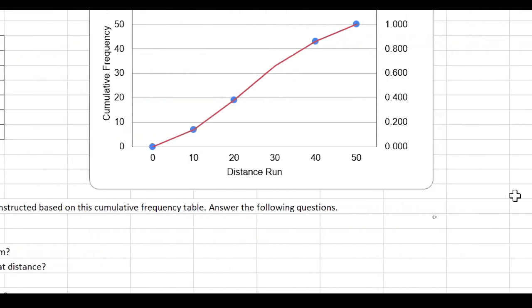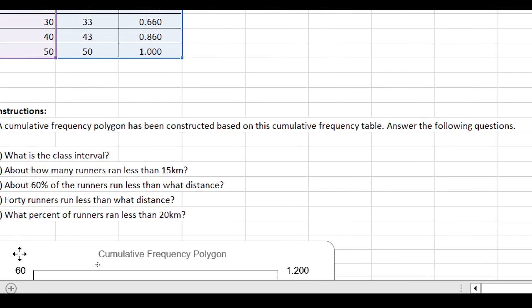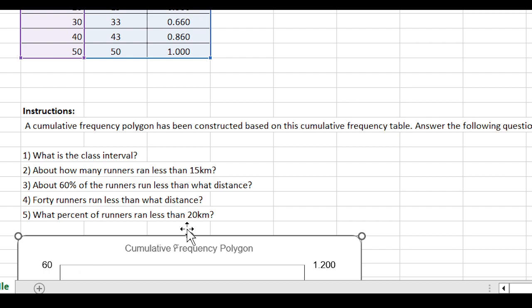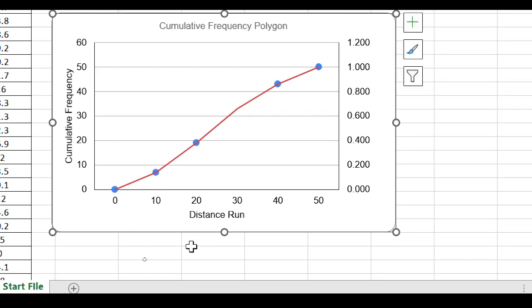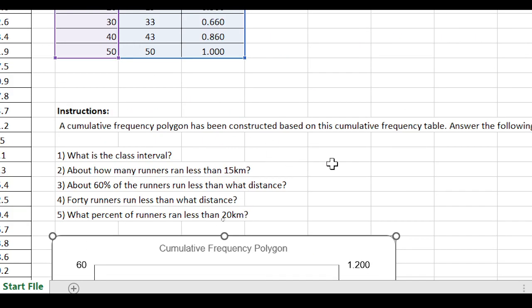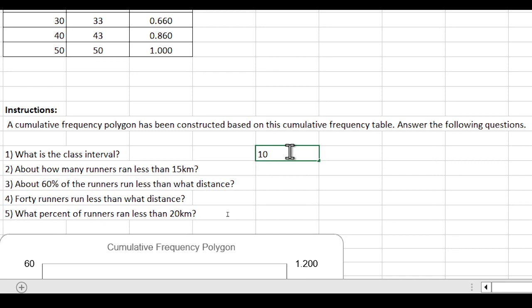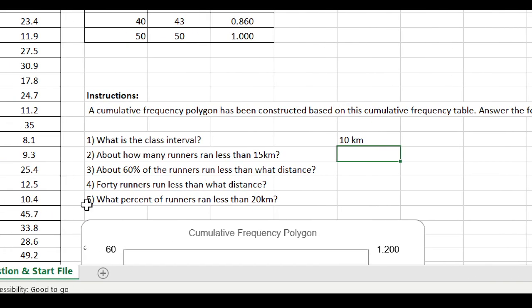Okay, so we've been given this cumulative frequency polygon and we've been asked some questions. The first question is, what is the class interval? Just look at your x-axis on the bottom and you can see the distance between the points is 10, 10, 10. So the class interval in this case would be 10 kilometers.